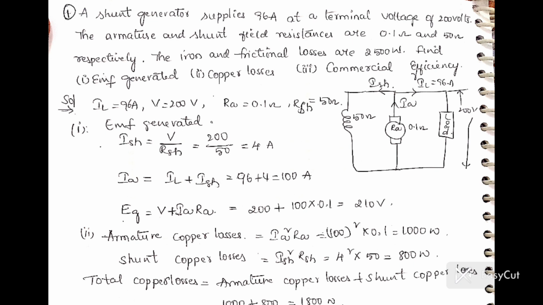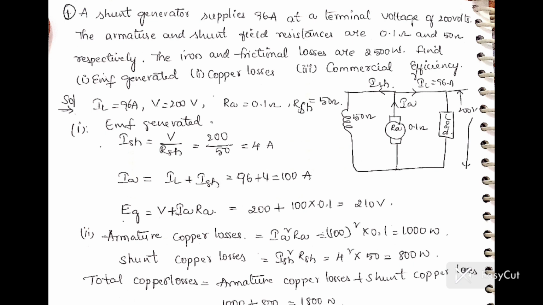Step 1. Shunt field current. We start by calculating the shunt field current. Using Ohm's law, ISH equals V by RSH, that is, 200 by 50, which gives us 4 amperes. Step 2. Armature current. Now we find the armature current. It is the sum of load current and shunt current. IA equals IL plus ISH, that is 96 plus 4, which equals 100 amperes.